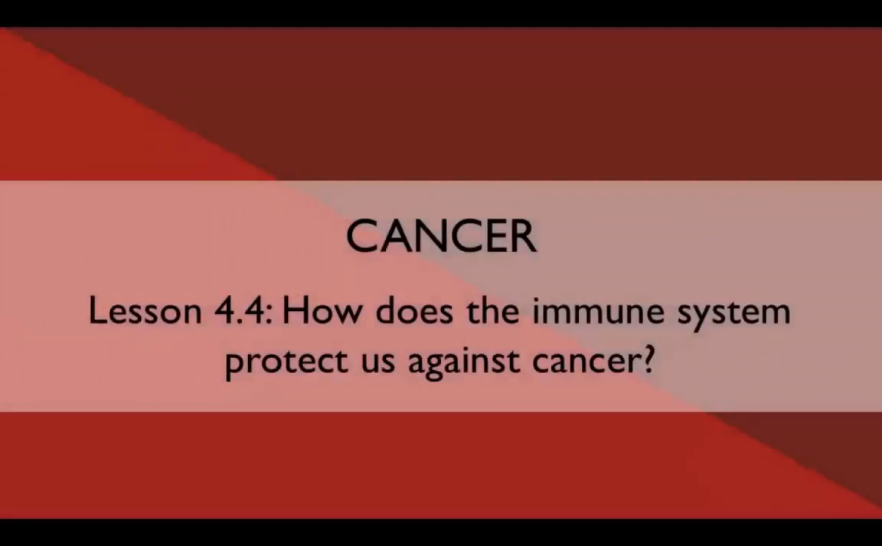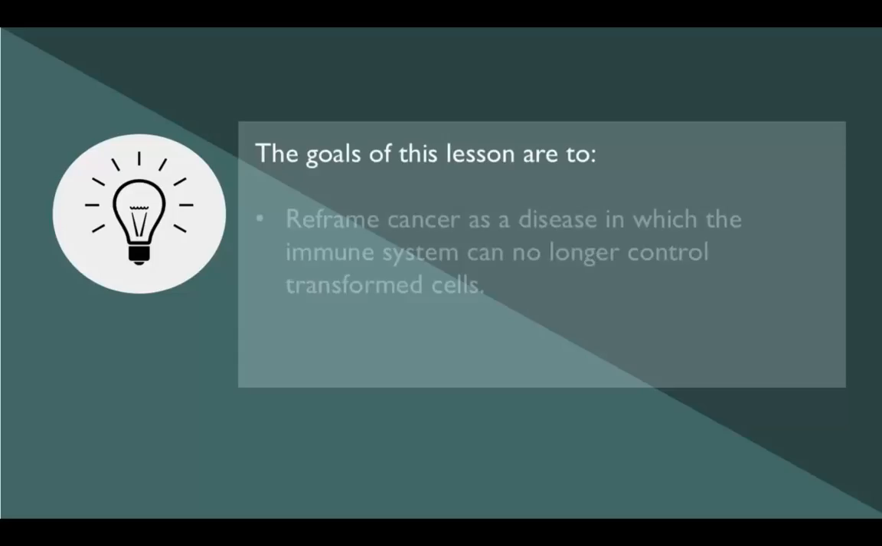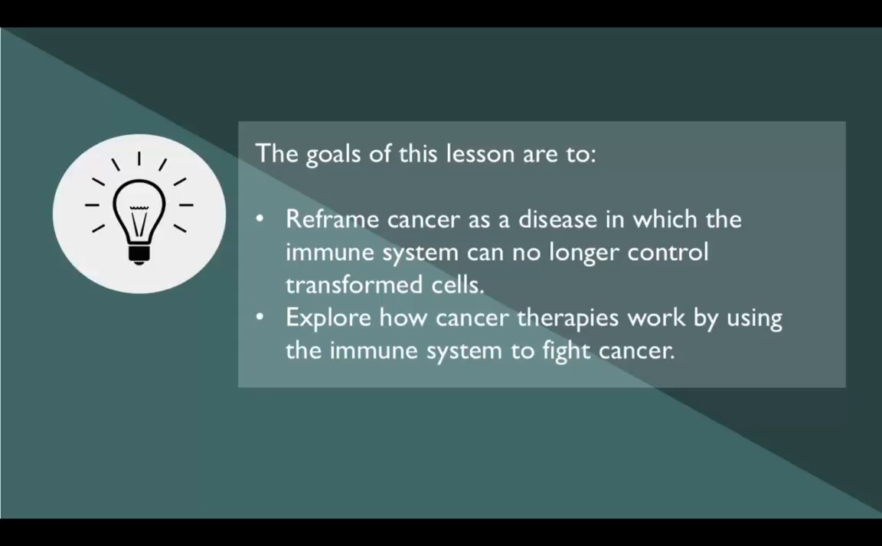Welcome to Cancer Lesson 4.4, How does the immune system protect us against cancer? The goals of this lesson are to reframe cancer as a disease in which the immune system can no longer control transformed cells, and explore how cancer therapies work by using the immune system to fight cancer.